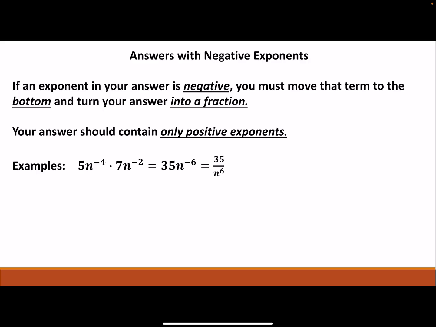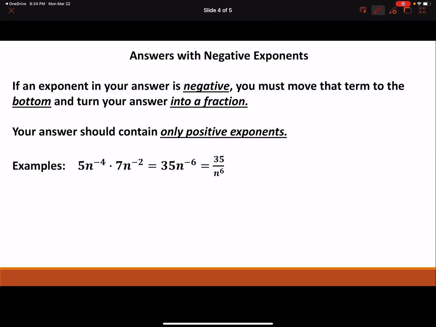Here's an example. We have a coefficient of 5 and a coefficient of 7. So we would go ahead and multiply those coefficients and get our 35. And then we're going to look at the variable n. Now we're working with multiplication, so we're going to take -4 and add -2. And that's going to give us n to the -6 power. Now my 35 is okay, but this cannot be a negative. So it's not a fraction, but we can turn it into a fraction, and we can move this to the bottom, and that will allow it to become a positive.